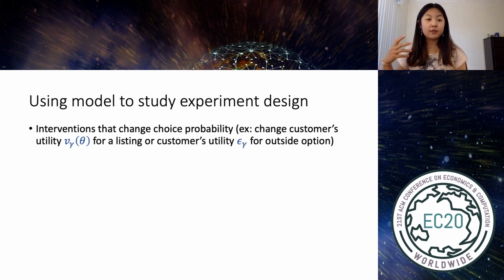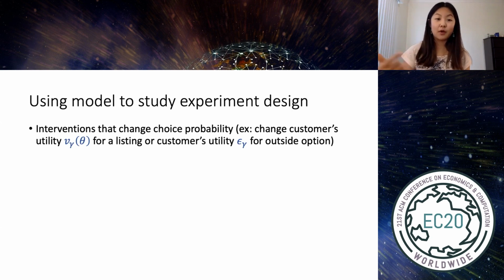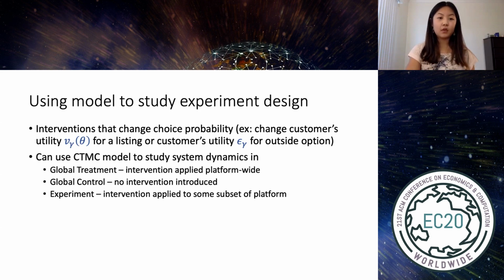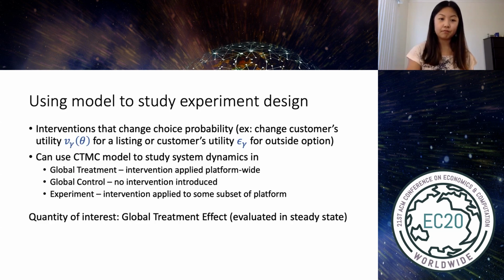To do that, we focus on a class of interventions that changes a customer's choice probability. For example, it can change a customer's utility for one of the listings. And then we use this model to study the system dynamics in 3 different worlds: this global treatment world where everyone on the platform sees this intervention, global control where no one sees this intervention, and this experiment world where some subset of the population sees this intervention.